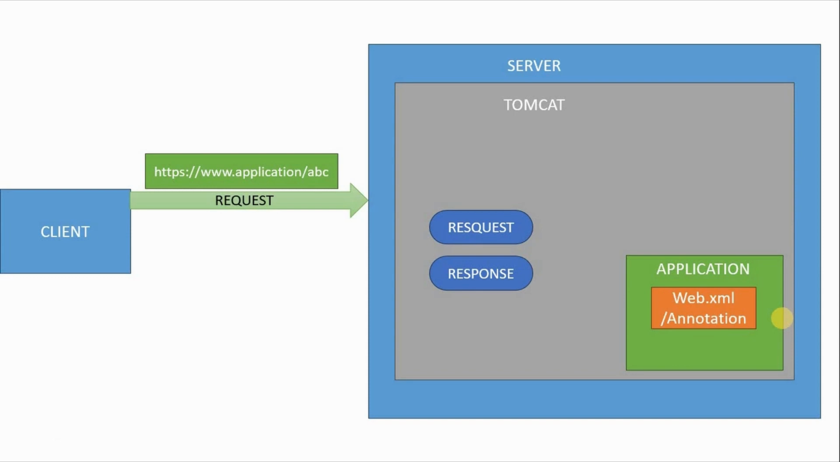Don't worry about the annotations, we will cover that later. So this web.xml file is the same as the deployment descriptor. This web.xml file is called your deployment descriptor, and it is responsible for handling the dynamic request. When the Tomcat has generated the two objects, request and response object, the request object goes to a servlet.